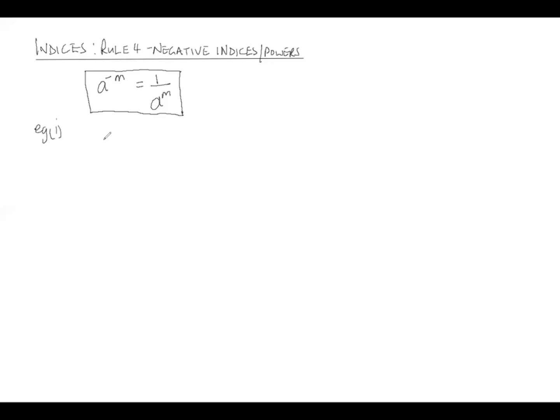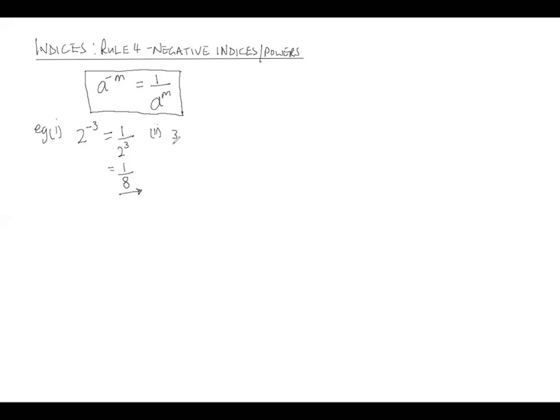So for example, if I say 2 to the power negative 3, now this means 1 over 2 to the power 3, which is equivalent to 1 over 2 times 2 times 2, which gives us 8. Okay, I'll give you another example.